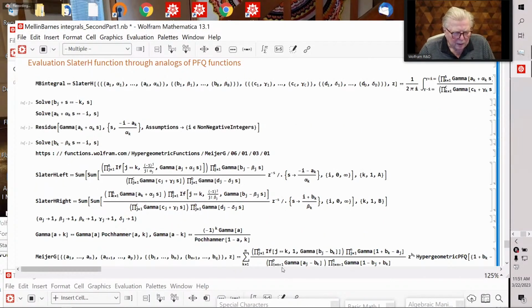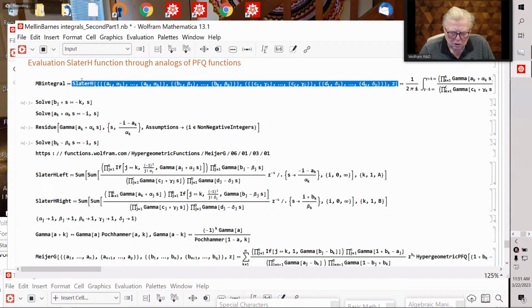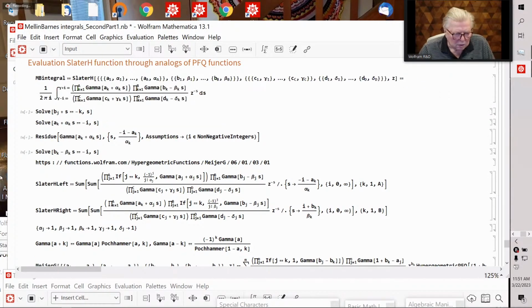Question: how to evaluate this Slater or FoxH function? They can be evaluated through a sum of residues in the corresponding poles. These are the poles which you saw before.